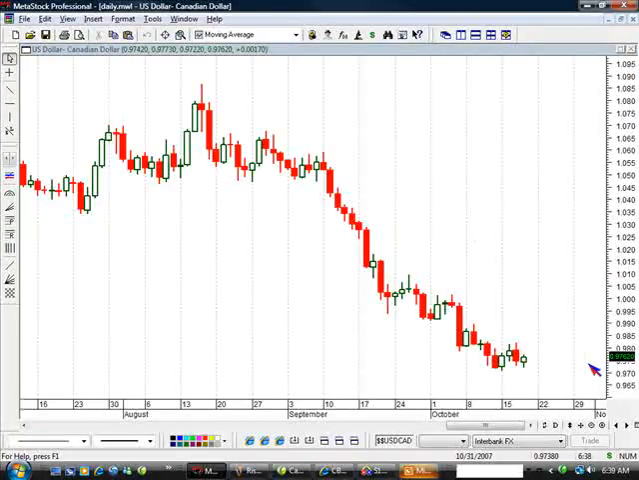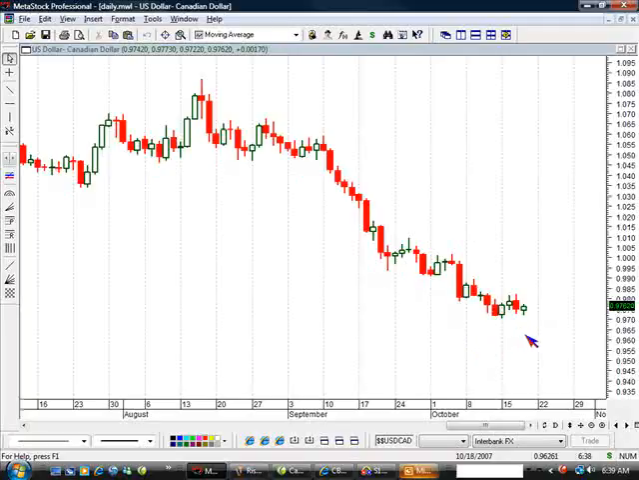So shifting gears just a little bit. I'm looking at one of the other outrageous trends we've had in the market, and that's the dollar CAD over the last few months, and it's going down. How do we take advantage of this? Now again, we're not going to spend as much time on this one, but I think you'll get the point.